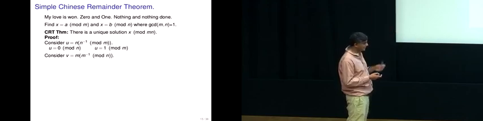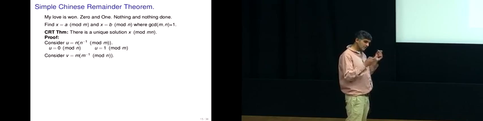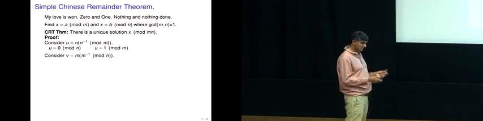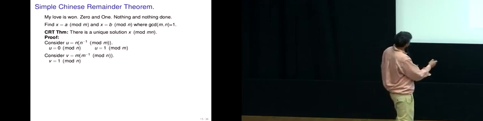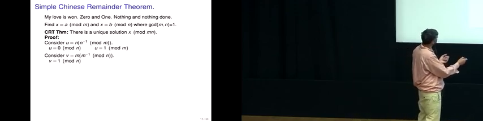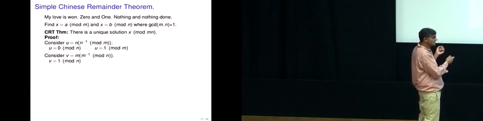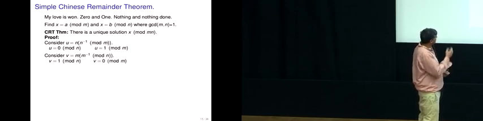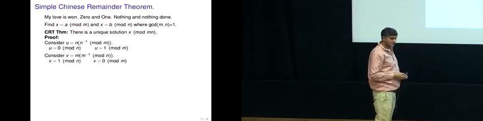If you take this mod m, what is it? If you take it mod n, what is it? Okay? If it's mod n, you're taking this number m mod n, and then you're multiplying by the inverse mod n, which means it's 1. Okay? And now v equals 0 mod m, because it has a multiple of m in it.